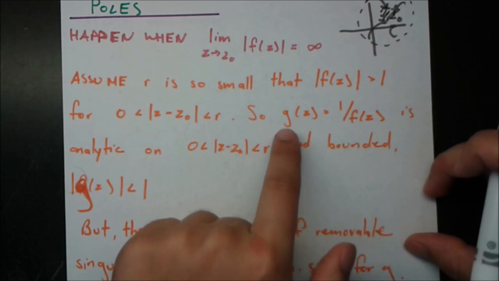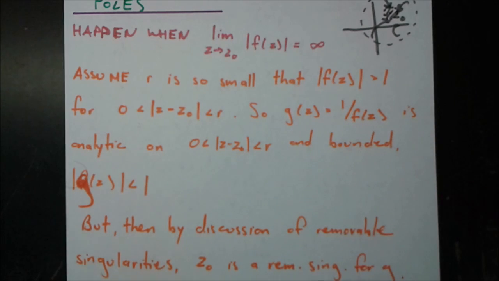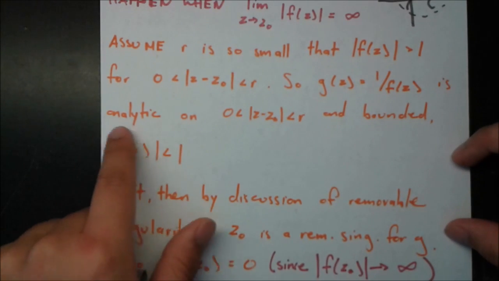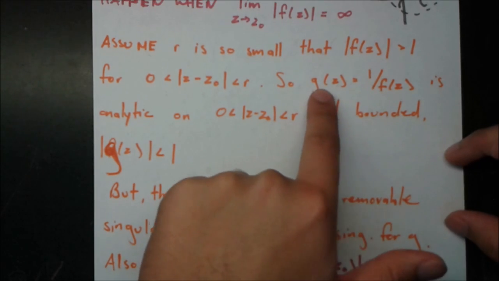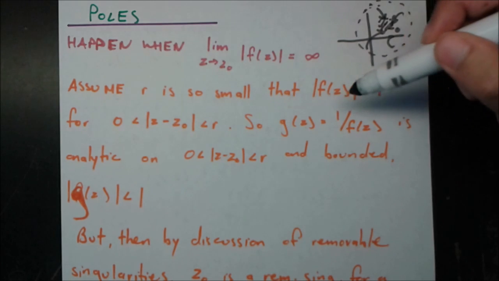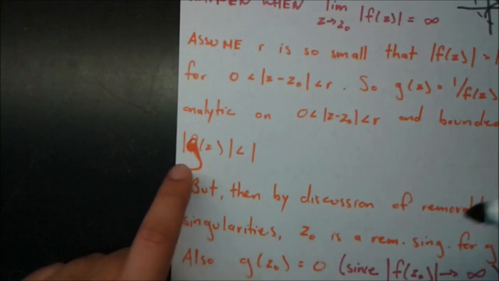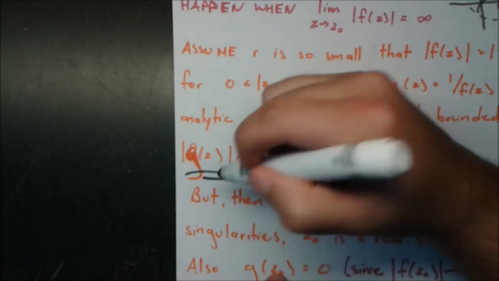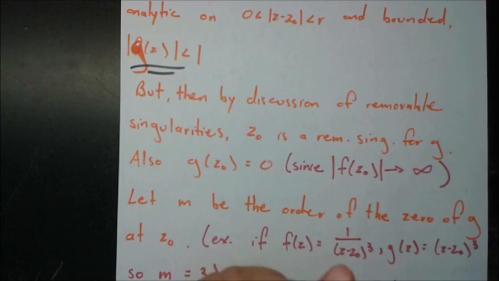So our g in this case is going to be g of z equals 1 over f of z. So it's going to be the reciprocal, and this is going to be analytic on this punctured disk as well. And furthermore, g of z is bounded, right? The modulus of g of z is bounded because since the modulus of f of z is greater than 1 and g of z is just 1 over f of z, modulus of g of z is less than 1, just the opposite inside that punctured disk. Okay, so now what do we know?